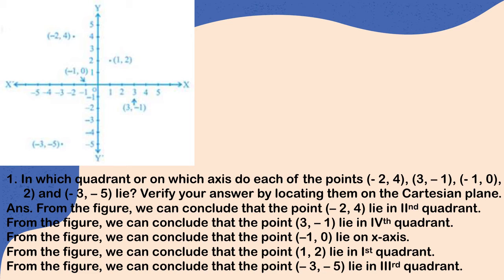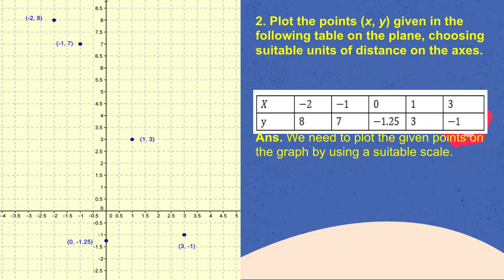-3, where is -3 over here? You can see on the x axis I locate -3 because my abscissa is -3, and on the y axis I will locate -5 because the ordinate is -5, and the intersection of these two points will give me the required point, and it lies in the third quadrant.